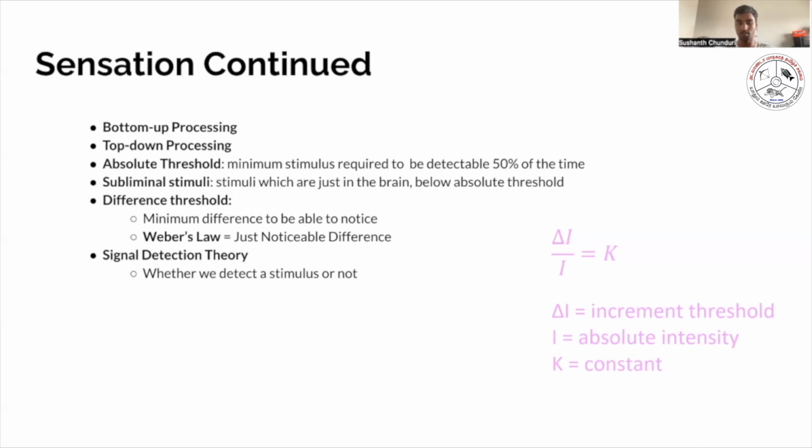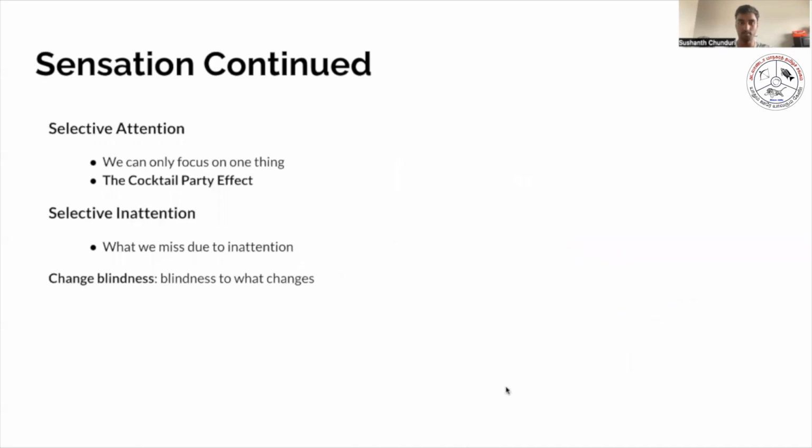Another important concept is the signal detection theory, and essentially it says whether we detect a stimulus or not, realistically, depends on a ton of factors. So whether we detect a stimulus or not is based on what our level of arousal is at the time, what our mental state is like at the time. All those things come into play with signal detection theory. All right.